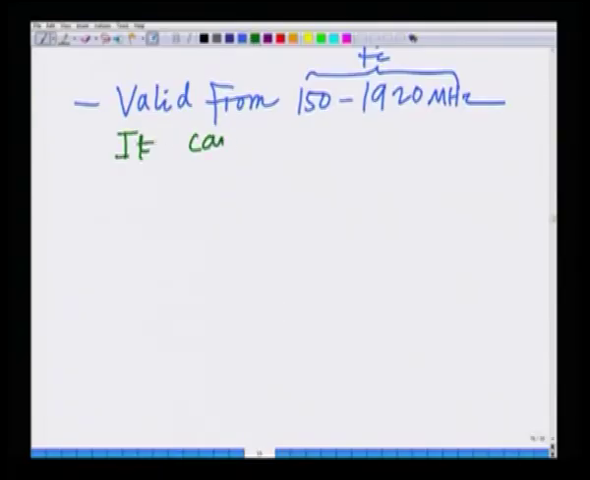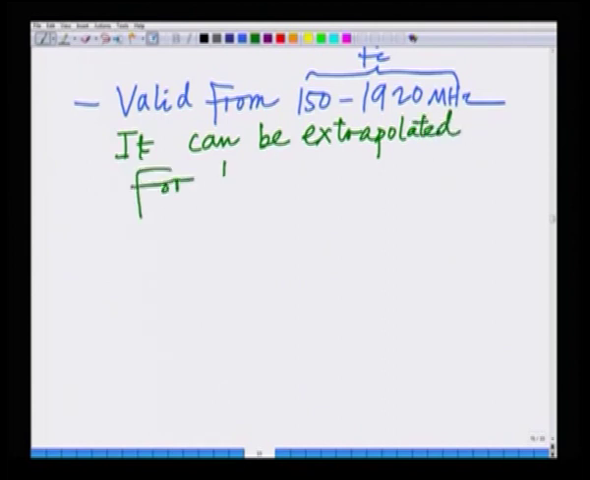It can be extrapolated, however, it can be extrapolated for higher frequencies.